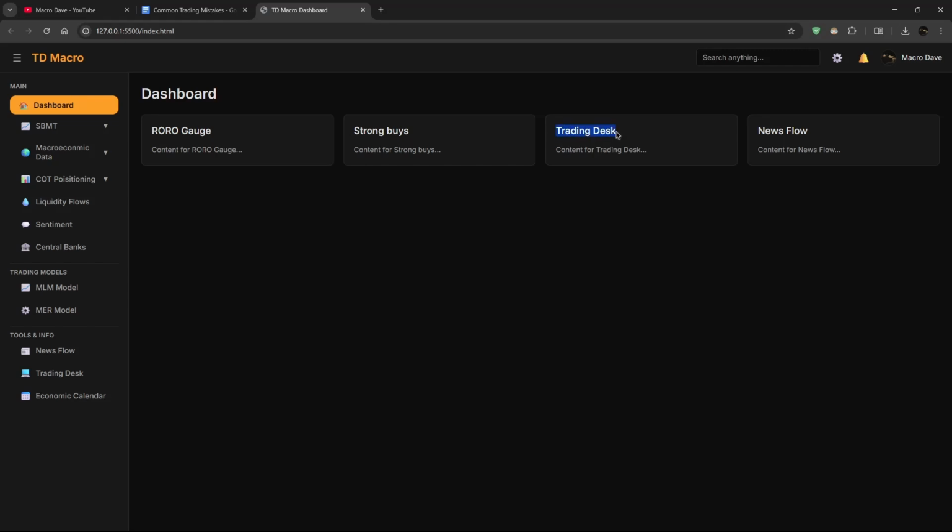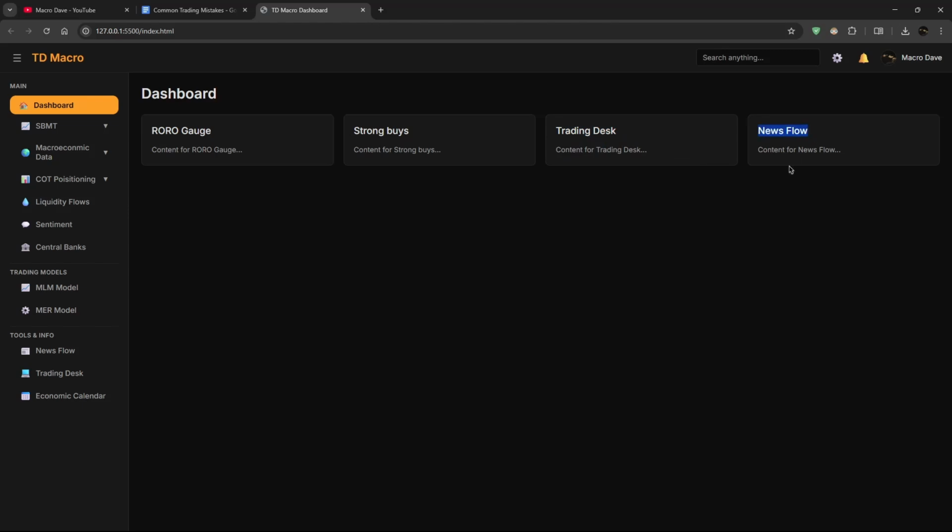And then you have the trading desk. This is something that I plan to get some of my friends who are profitable traders to use. I give them a profile, and then they'll share their trading ideas, and I can just come here and look at their trading ideas and so forth. So we all share trading ideas, and you can go to the trading desk and look for that.